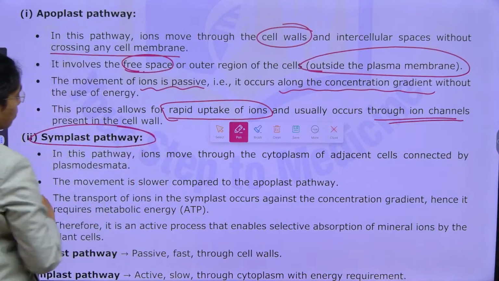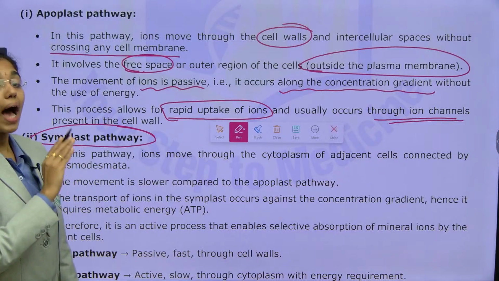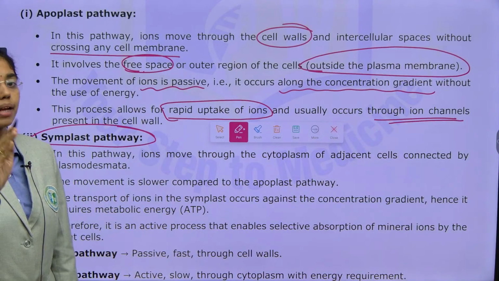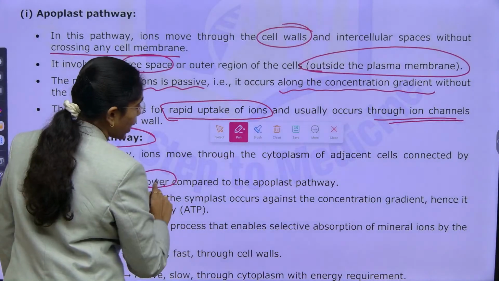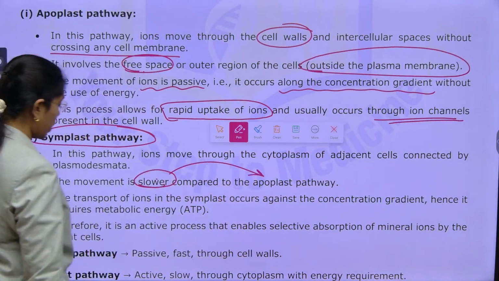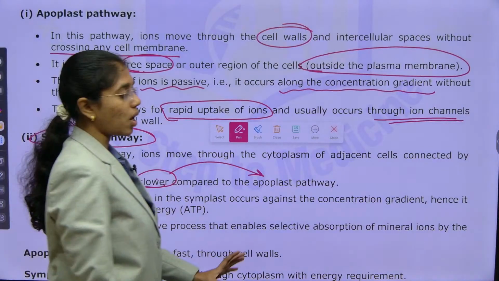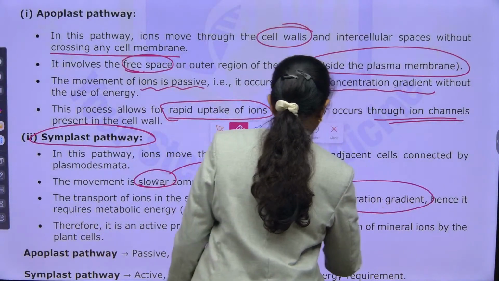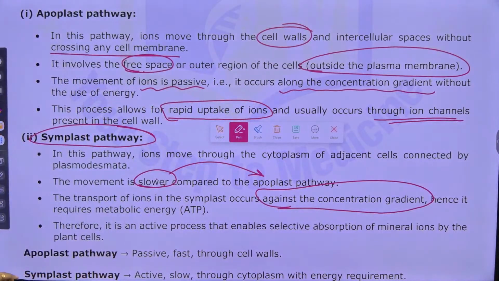Next is the symplastic pathway. In this pathway, ions will move across the cytoplasm in between the adjacent cells. Movement is slower as compared to the apoplastic movement. Remember, the transport of ions in the symplast always occurs against the concentration gradient. This is always against the concentration gradient.